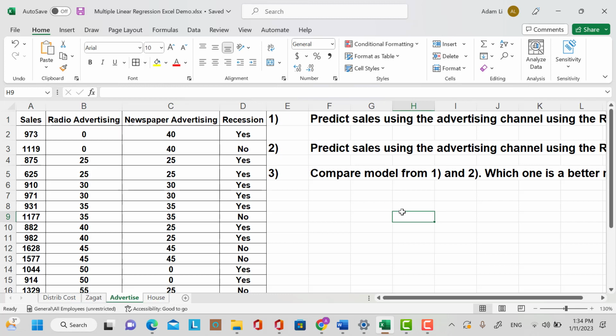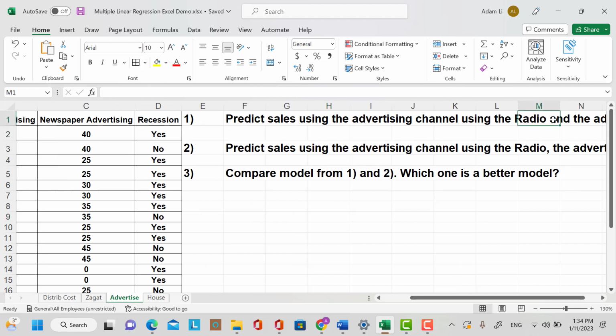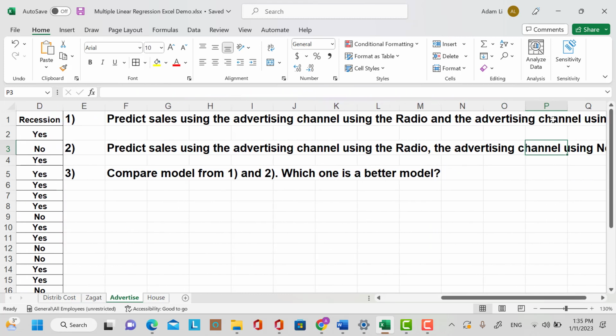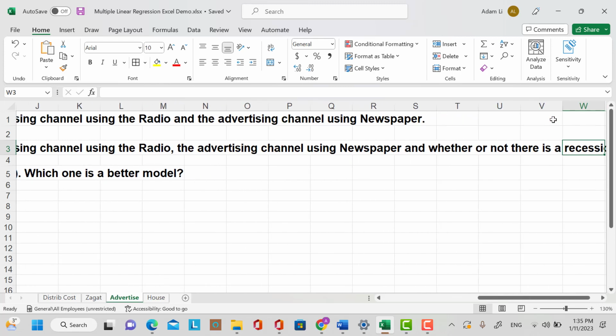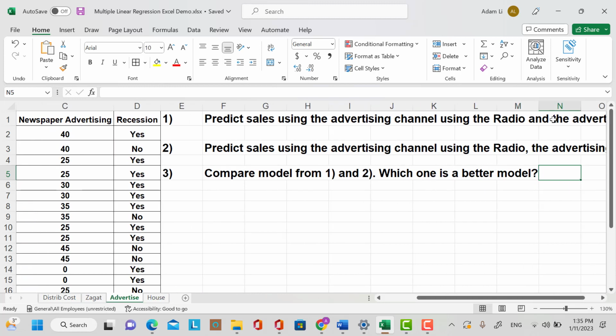Now in this data set, there are three different tasks. First one, predict sales using the advertising channels, meaning advertising spending using the radio and advertising spending using the newspaper. That's one of the main tasks here. Secondly, we're going to predict sales using the radio advertising, the newspaper advertising, and whether or not there's a recession. And then later on, we're going to compare the first model and the second model, to see which one is a better model.